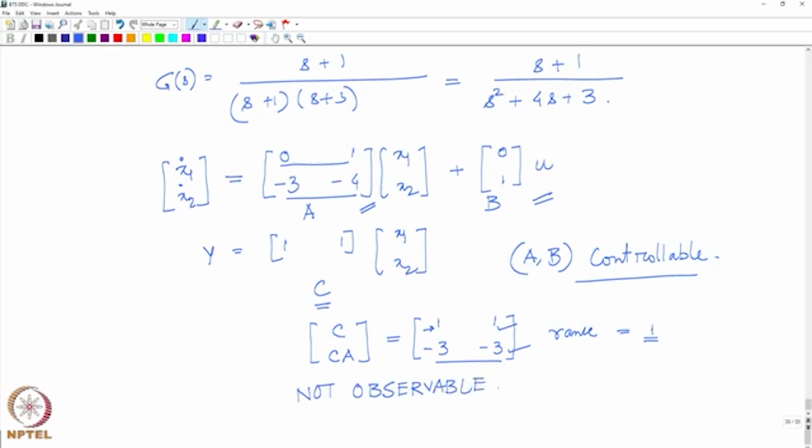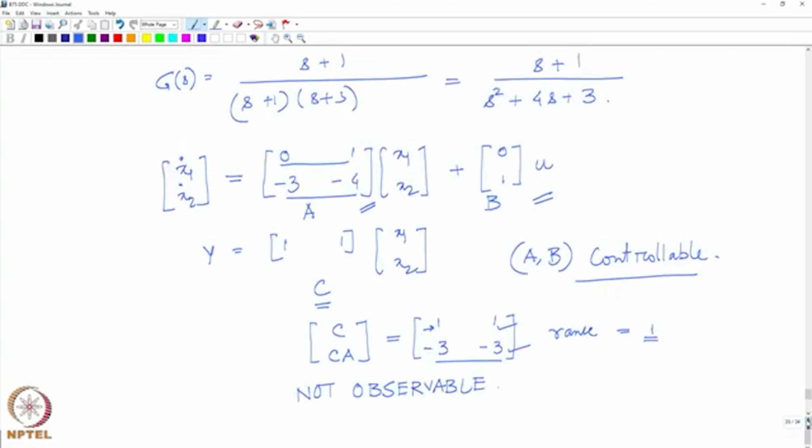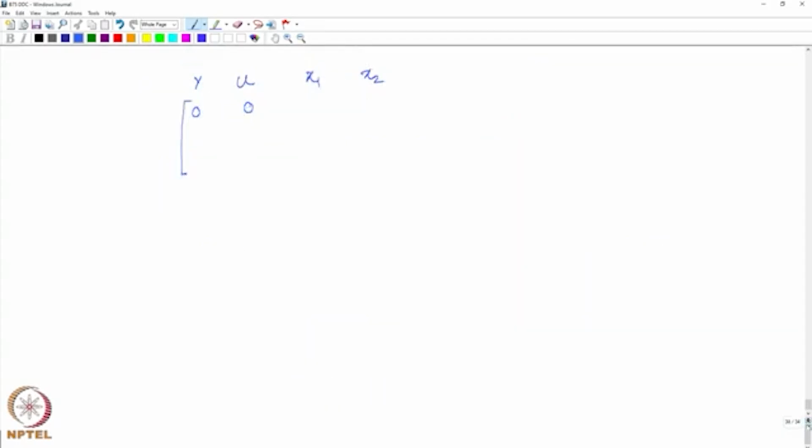So, what if we eliminate x now? What is expected in this situation? Let us try and do this exercise of eliminating the variables. I write y, u, x1, x2 and write down the equations here. The first one says that x1 dot is equal to x2, right. That is the equation.